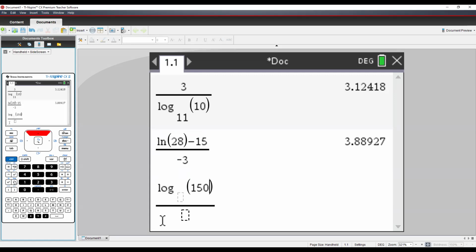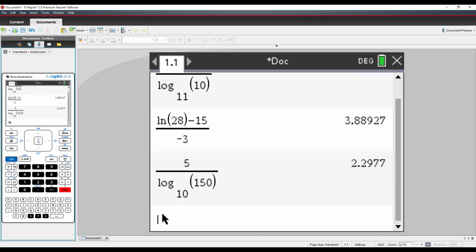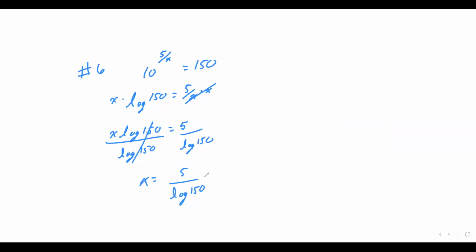Actually, no, it's 5. Sorry. So this is 5 divided by log base 10 of 150. Okay, and then we get 2.30. Let me come back over here. All right, so again, this will give us 2.30.